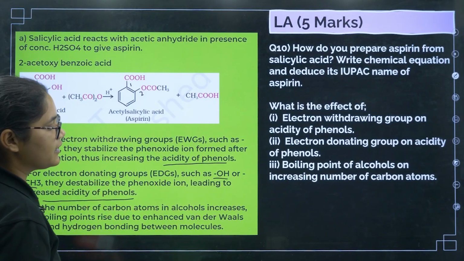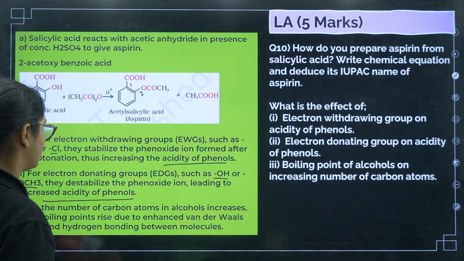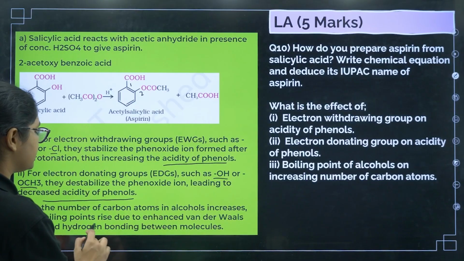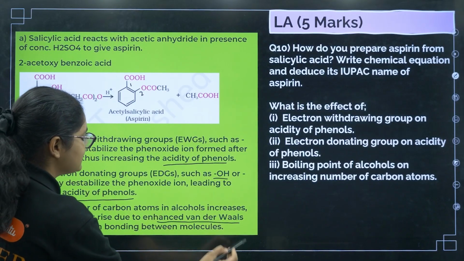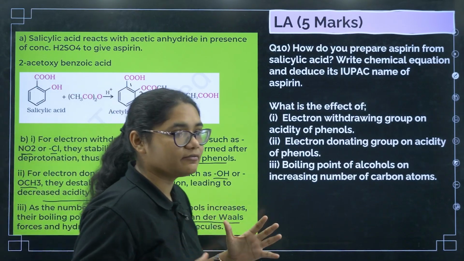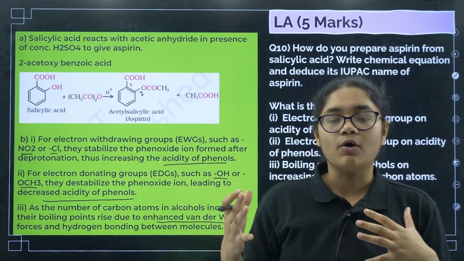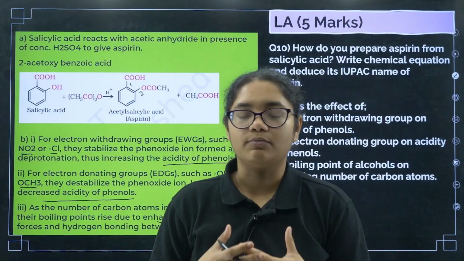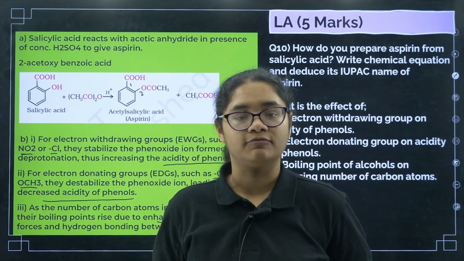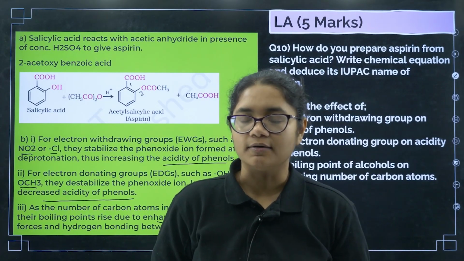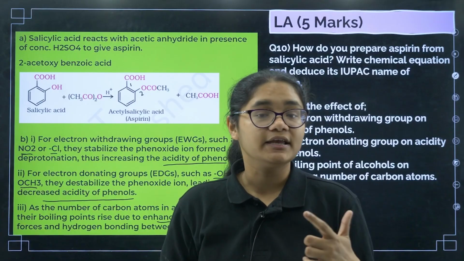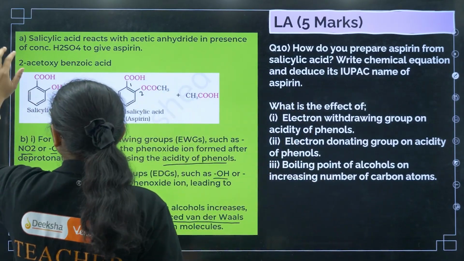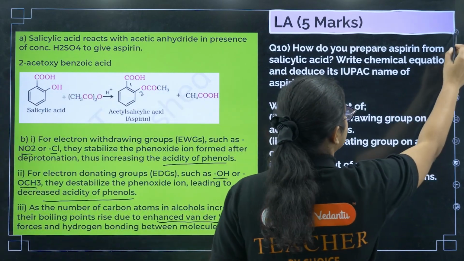Next, boiling point of alcohols on increasing the number of carbon atoms. As the number of carbon atoms in alcohol increases, their boiling point rises due to the enhanced van der Waals forces. So van der Waals forces depend on the mass, right? So the more the mass, the more the intermolecular forces, and higher will be the boiling point. But if branching increases, then the boiling point will decrease. Okay. Next, we'll go to the next chapter, that is aldehydes.